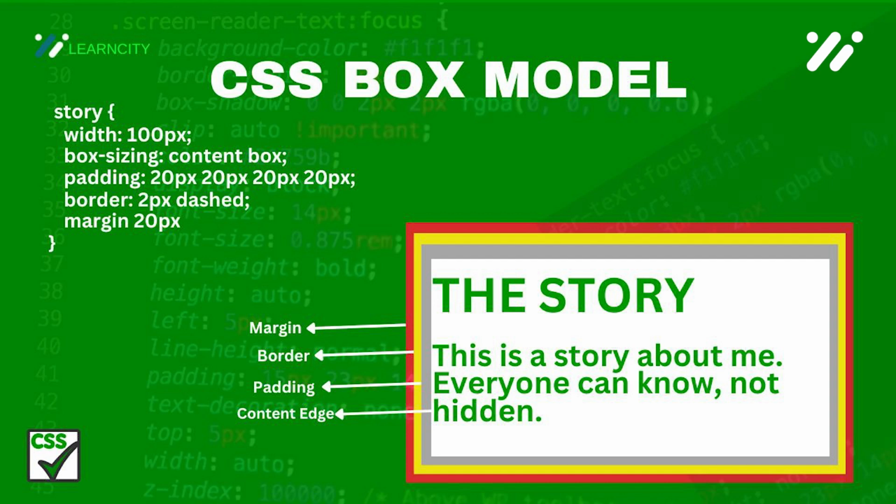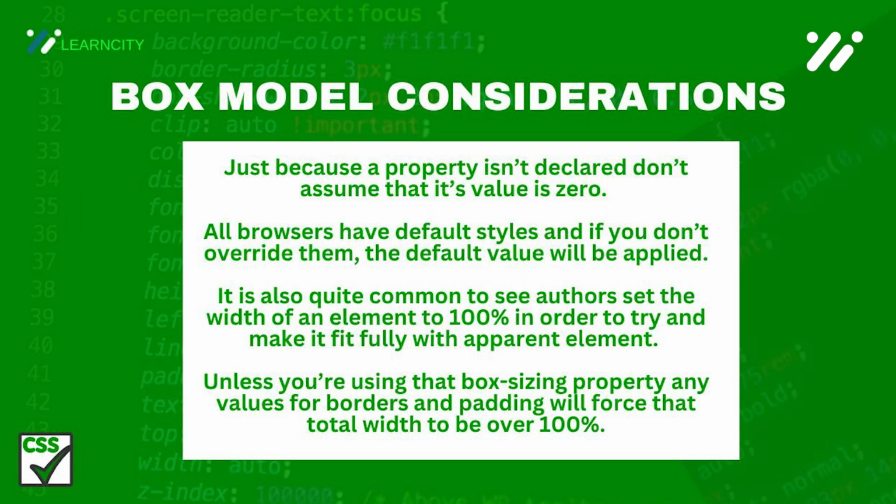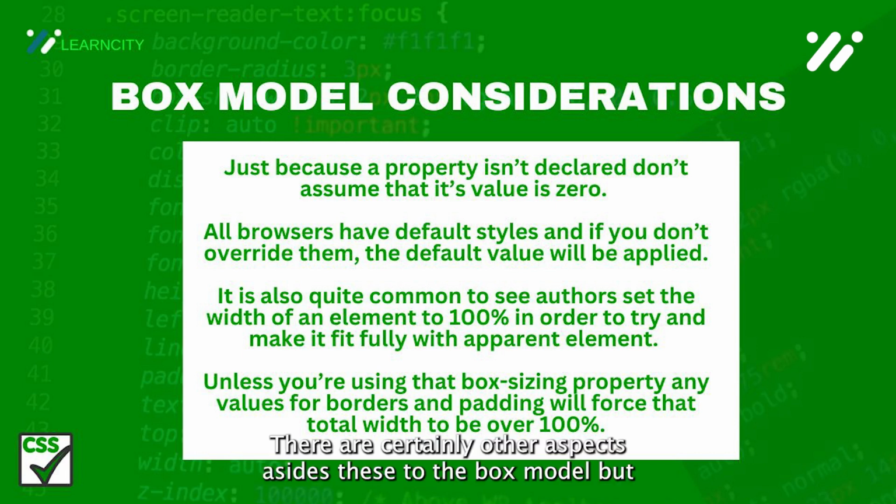The box model itself really isn't too difficult once you start to look at it, but there are a few gotchas that can get you if you're not careful. First, just because a property isn't declared, don't assume that its value is 0. Remember that all browsers have default styles, and if you don't override them, the default value will be applied. It is also quite common to see authors set the width of an element to 100% to try and make it fit fully within the parent element. For the most part, that's okay. But unless you're using that box-sizing property, any values for borders and padding will force that total width to be over 100%. There are certainly other aspects besides these to the box model.